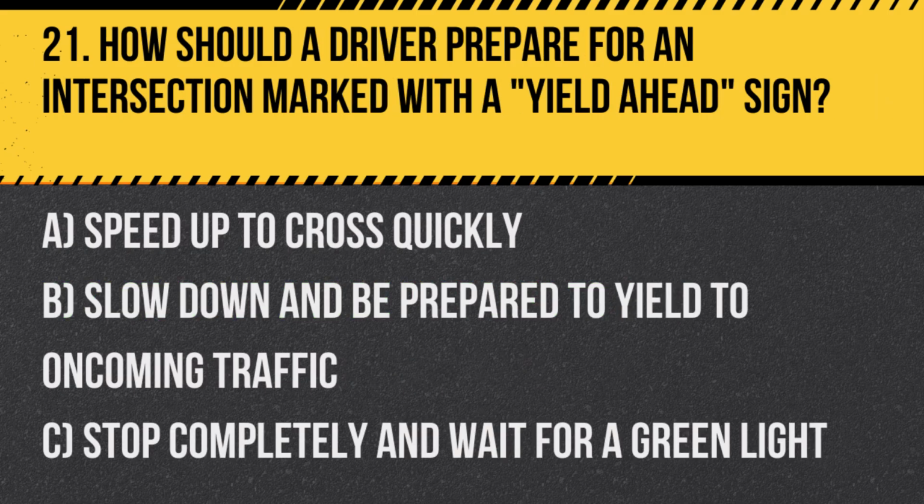Question 21. How should a driver prepare for an intersection marked with a yield ahead sign? A. Speed up to cross quickly. B. Slow down and be prepared to yield to oncoming traffic. C. Stop completely and wait for a green light. Answer. B. Slow down and be prepared to yield to oncoming traffic. A yield ahead sign indicates that you must be ready to yield at the upcoming intersection.